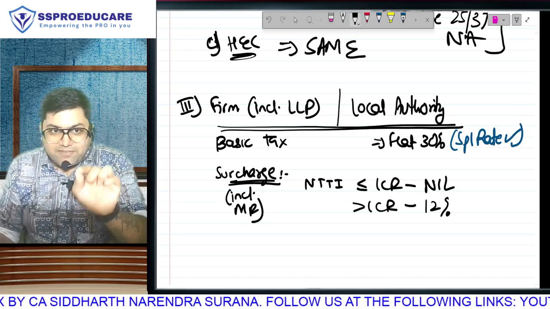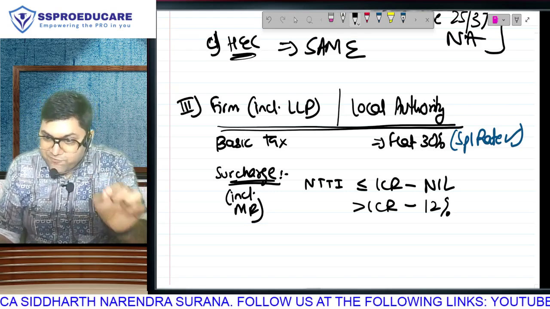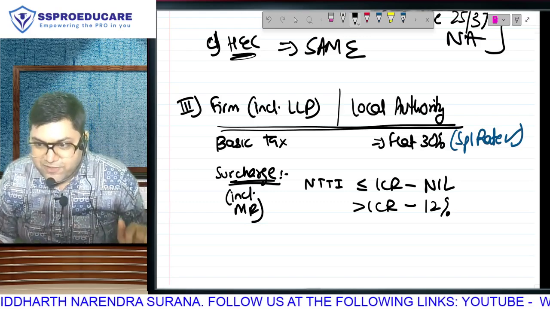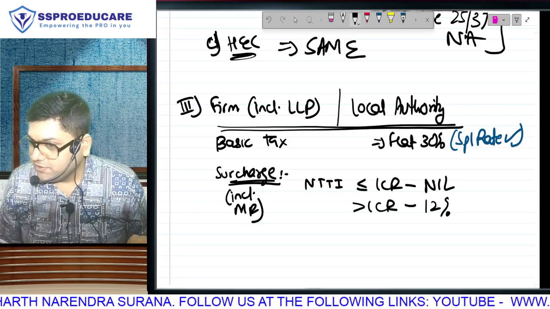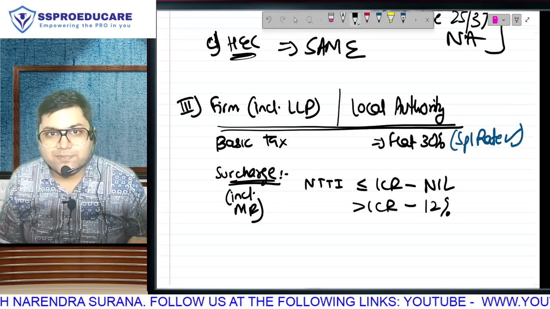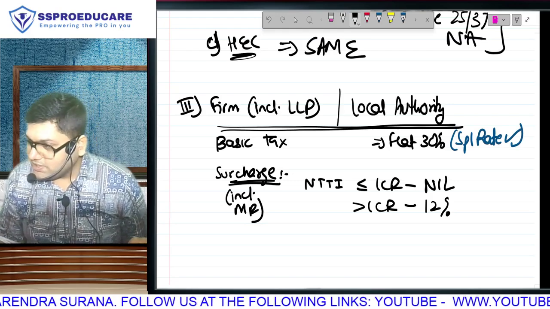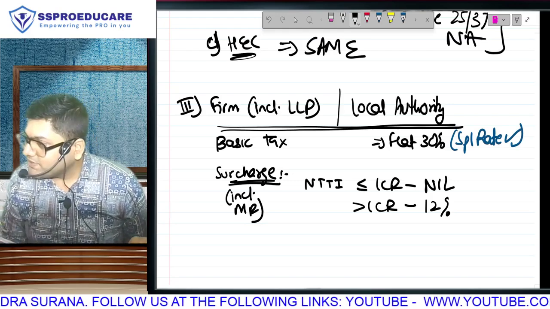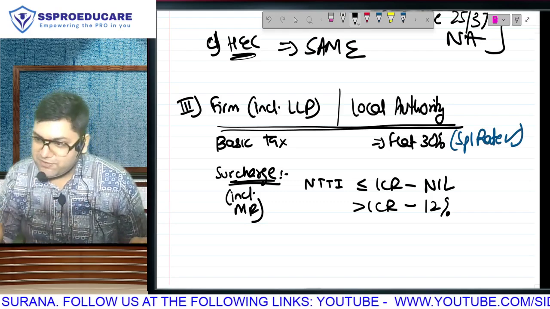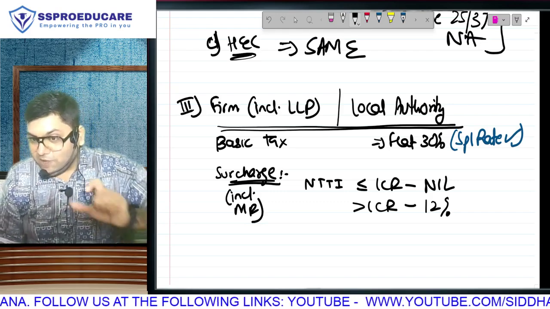At 80 lakh, individual 10% and firm 0%. At 1.5 crore, individual 15%, firm 12%. At 2.5 crore, individual 25%, firm will remain at 12%. You have to be careful.